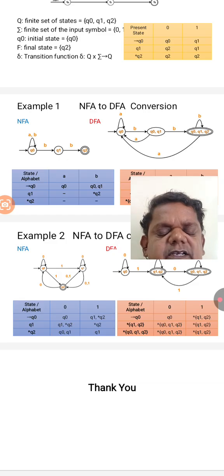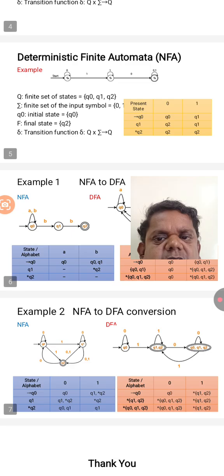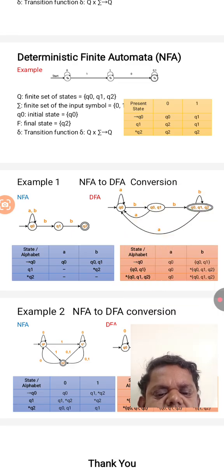First, we take the initial state q0 with 0; it goes to q0 state. Then q0 with 1 goes to another state, q1, q2. Now we find q1, q2: with 0 it goes to q0, q2 state, and with 1 it goes to q1, q2 state. The final state is q0, q1, q2: with 0 it goes to q0, q1, q2, and with 1 it goes to q1, q2. These are the steps to convert from NFA to DFA.